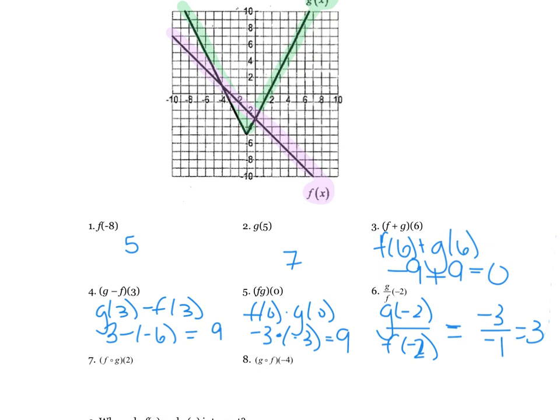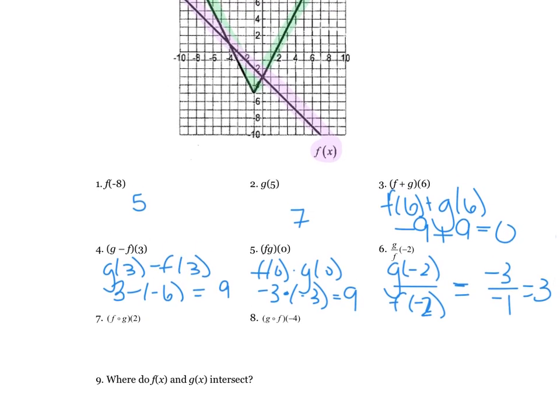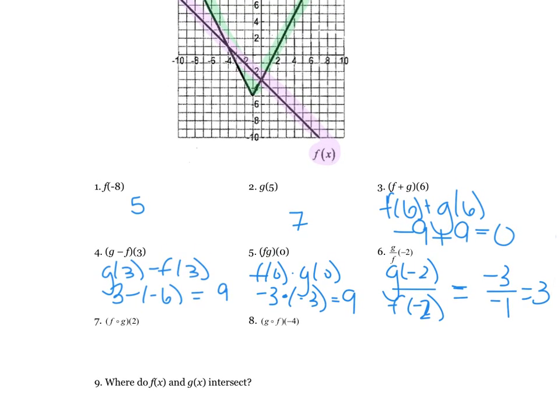So speaking of which, let's go ahead and do the composition functions. So f of g of 2, so let's start with the innermost function. That's going to be g of 2. And g of 2, we go to x equals 2, and that's going to be 1. So then we take that 1 and plug it into f.